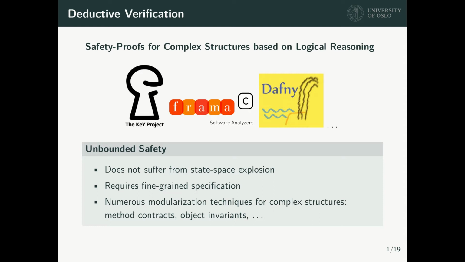One of them is that you don't suffer from state space explosion. Because you use reasoning to conclude that something is safe, you don't care about finiteness or finding a fixed point or even how big your space is, as long as you have some rules to operate on it.